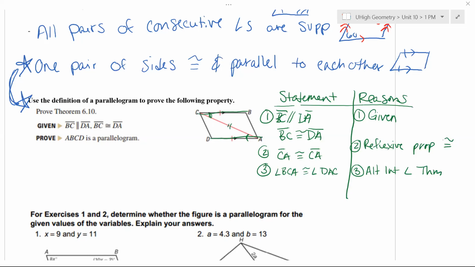Well, hopefully you guys see right here, we have two pairs of sides congruent and their included angle congruent. So for my statement 4, I can say that I have triangle DAC congruent to triangle BCA, with my reason being the side angle side congruence.